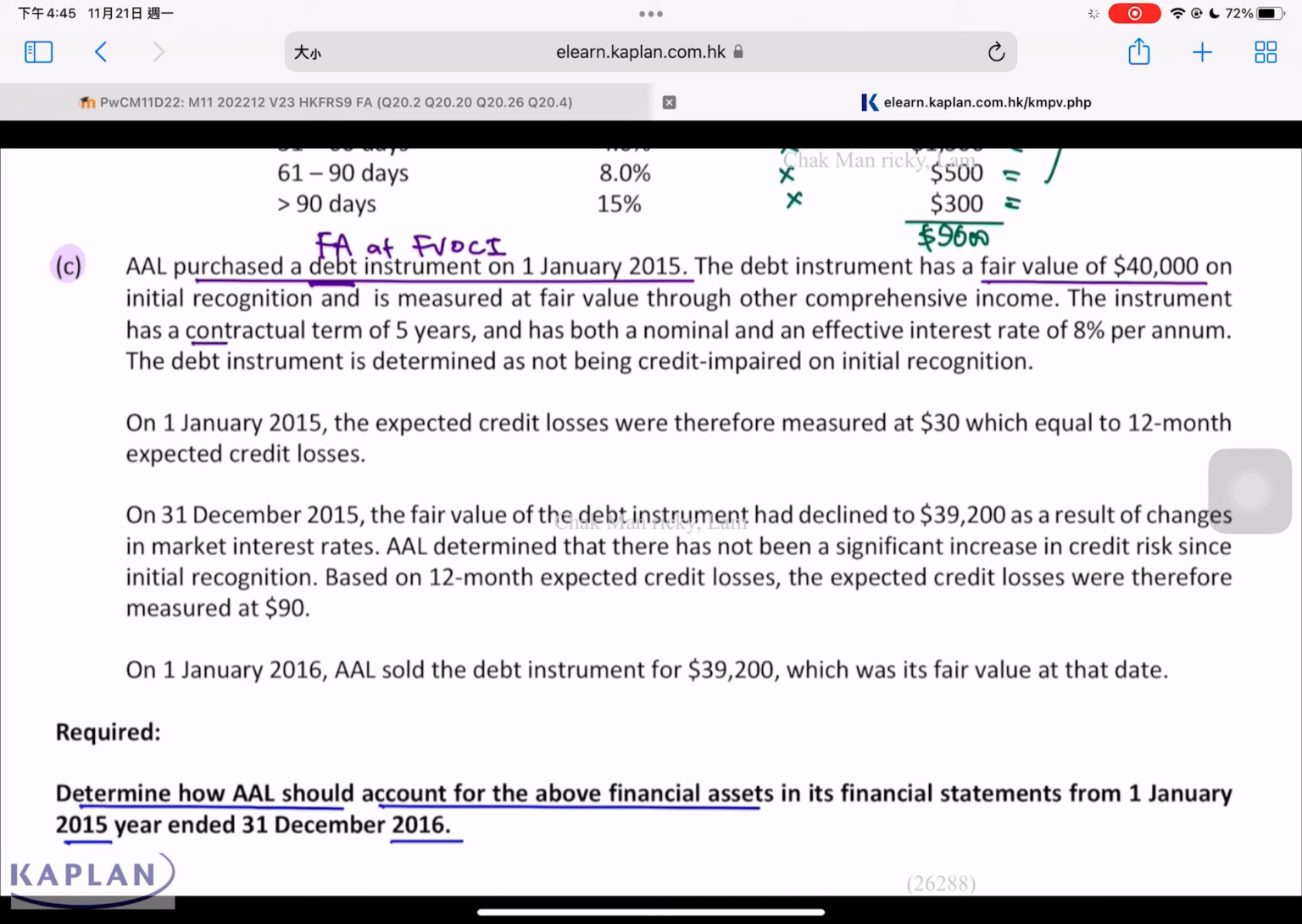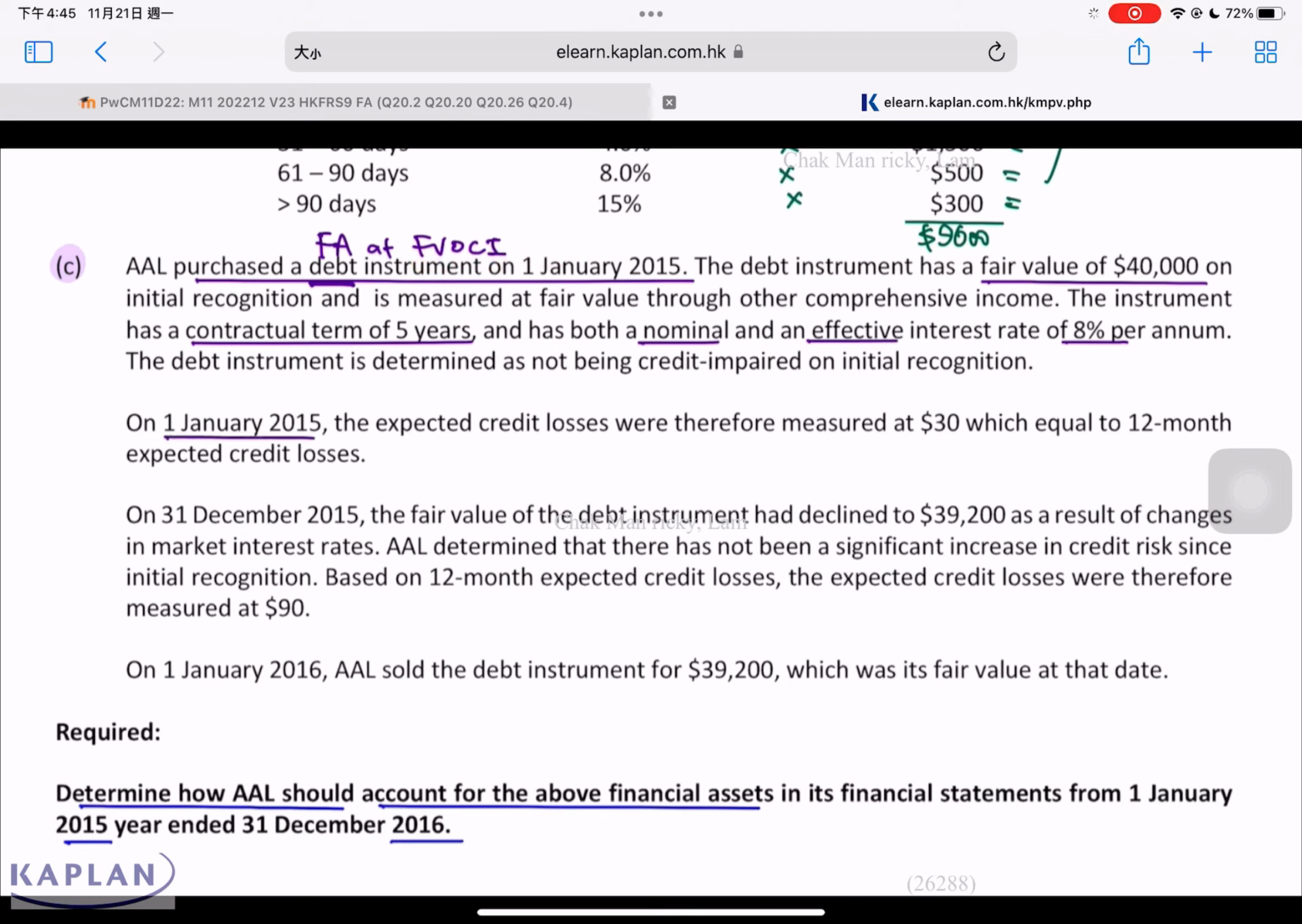The instrument has a contractual term of 5 years. Both the nominal interest and effective interest are equal to 8%. It means that there's no amortized cost adjustment. Pay 40 to buy the asset. After 5 years, you will take back the 40. The effective interest rate is equal to the coupon rate, so there's no amortized cost adjustment. Because it's measured at fair value, even though there's no amortized cost adjustment, there's a fair value adjustment. The fair value adjustment will be recognized in OCI. The plus minus of fair value is due to changes in the market interest rate.